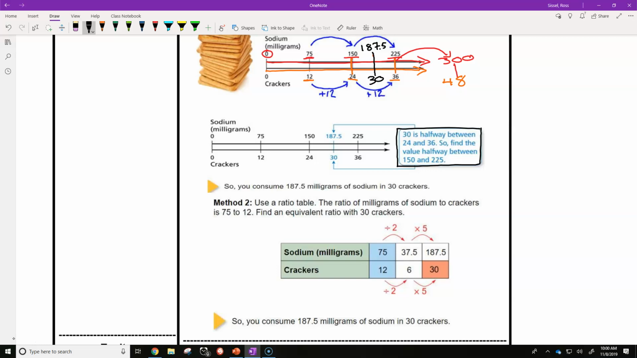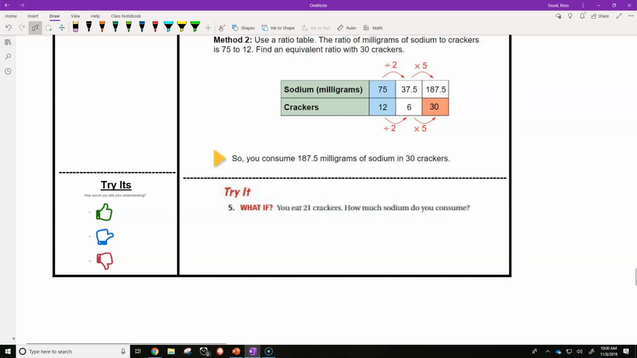Okay. If you did not like that, you could have made a table. And we never said how long a table has to be. They showed it here. We knew 12 crackers to 75. And we had to get to 30. So I'm going to redraw my table just so you guys can see it blank. Alright, we knew 75 to 12. And we knew we had to get to 30.